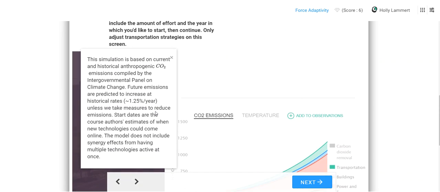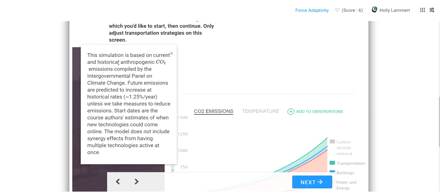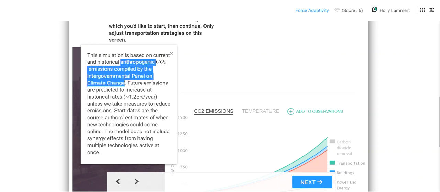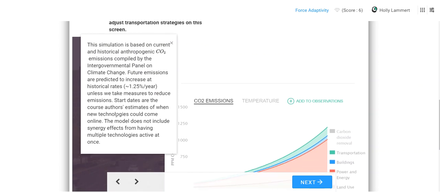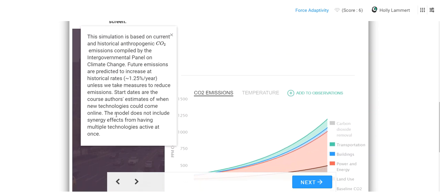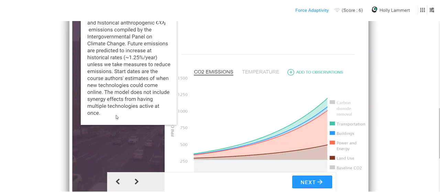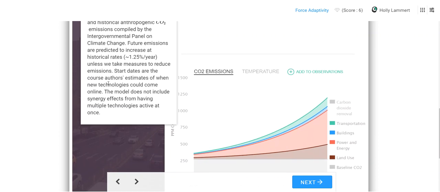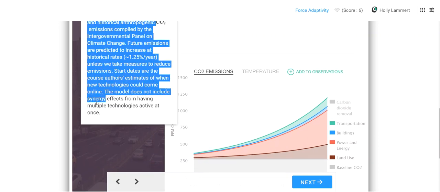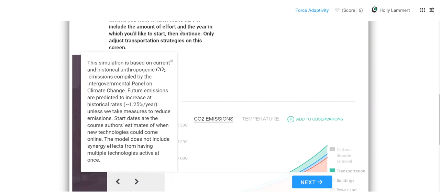We can read a little bit more about the data source. It's based on historical anthropogenic CO2 emissions compiled by the Intergovernmental Panel on Climate Change. Future emissions are predicted to increase at historical rates, or 1.25% per year, unless we take measures to reduce emissions. Start dates are the course author's estimates of when new technologies will come online. The model does not include synergy effects from having multiple technologies active at once. Okay, good to know.